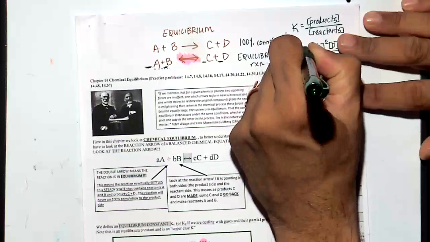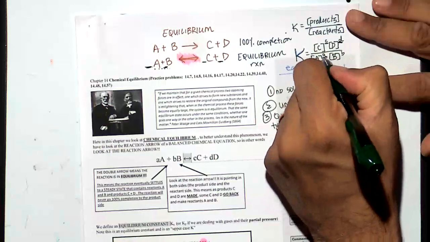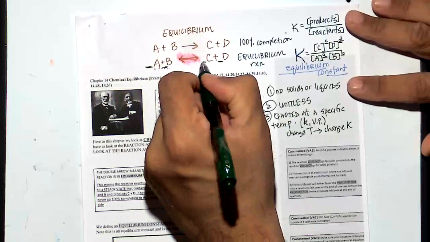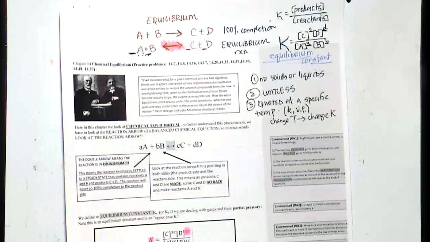It's capital K. Capital K. And what are these C's and D's to the power of? What are these? The number, yep, the coefficient. Correct. Very good. Good job.